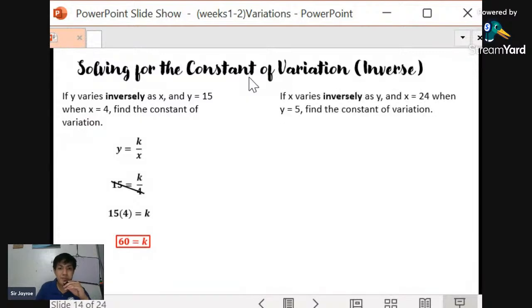So, next. How about this one? If x varies inversely as y. Okay, so this time, I'm going to ask you for the equation. What is the equation for this? Before looking for the constant of variation, what do you think is the equation for this problem? If x varies inversely as y and x is equal to 24 when y is equal to 5, find the constant of variation. Equation first. Kindly show me in the comment section.